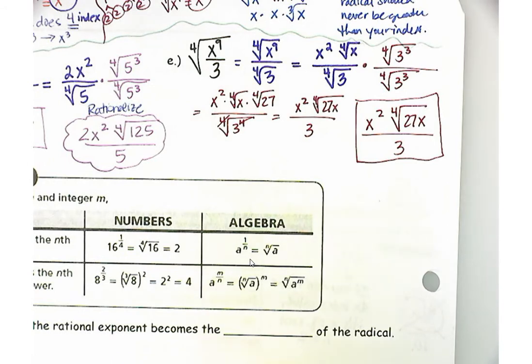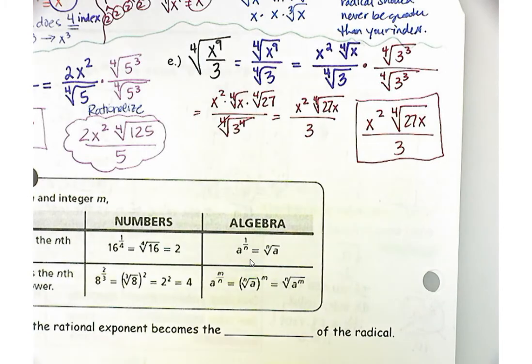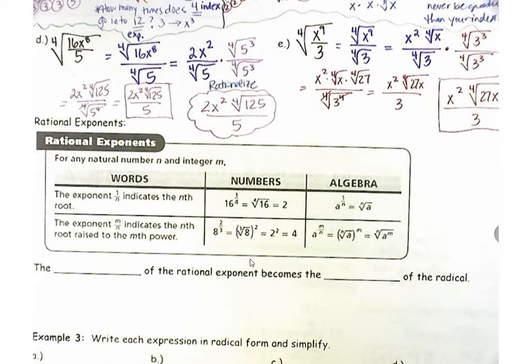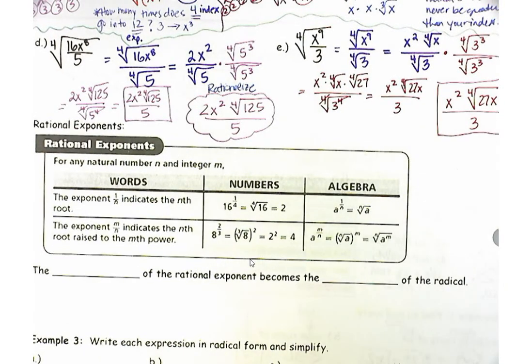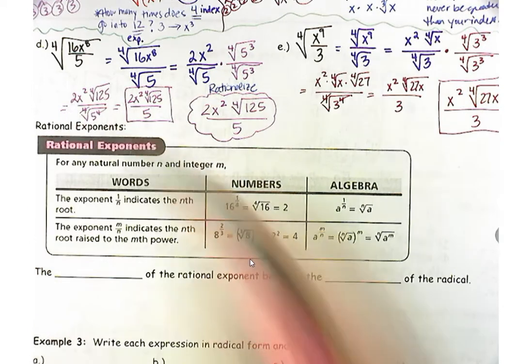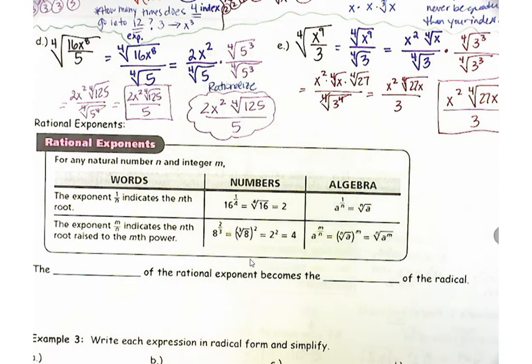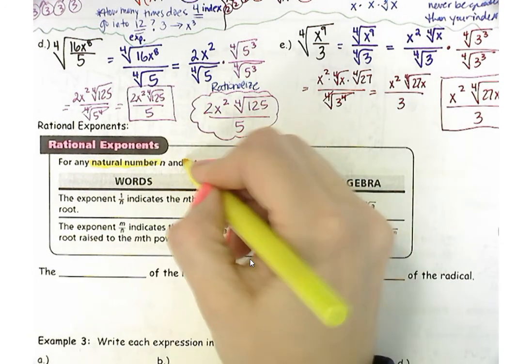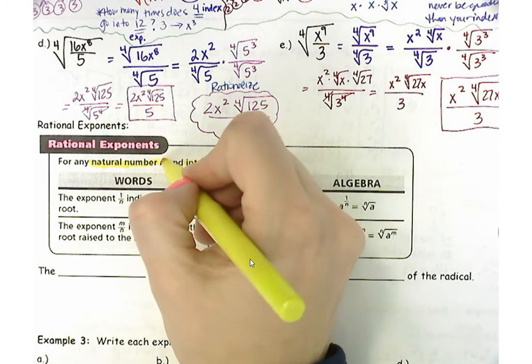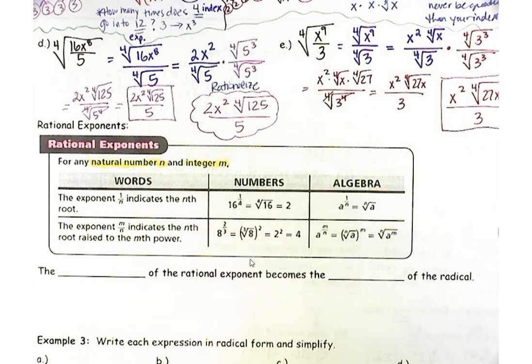So in words, it says that the exponent 1 over n is going to indicate the nth root. Okay, so this is our rule. We're actually going to write it down below. So if you have 16 to the 1 over 4, it's the 4th root of 16. Okay, we can apply this to other situations. If you have a to the 1/2, okay, if 1/4 is the 4th root, 1/2 is the what? Square root. Okay, if you have a to the 1/3, that would be the cube root.